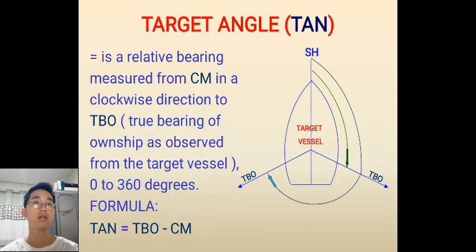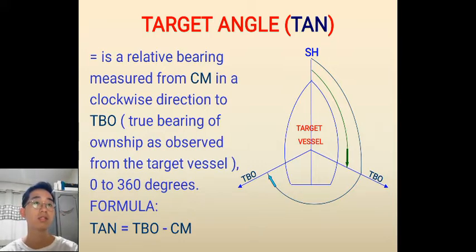So the target angle, or TAN, is the relative bearing measured from CM in a clockwise direction to TBO, or true bearing of own ship, as observed from the target vessel, 0 to 360 degrees. So the formula is TAN equals TBO minus CM. It's shown in the diagram.